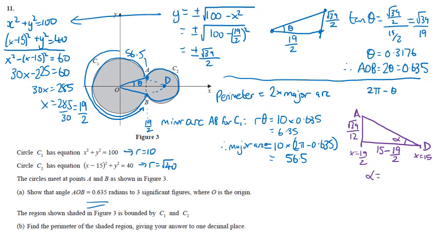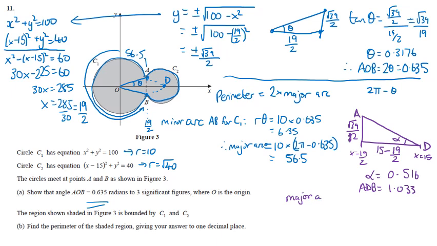So we can say that alpha is equal to, if we work that out the same way as before, inverse tangent of root 39 over 2 divided by 15 minus 19/2. And we find that the angle is about 0.516. So we find that ADB, which is what we're actually interested in, is about double that, and it turns out to be 1.033.